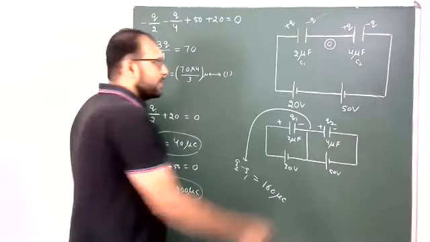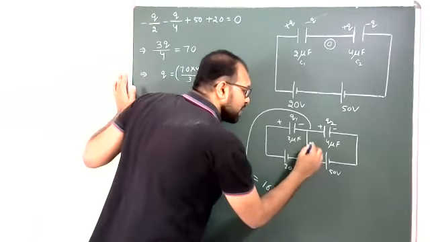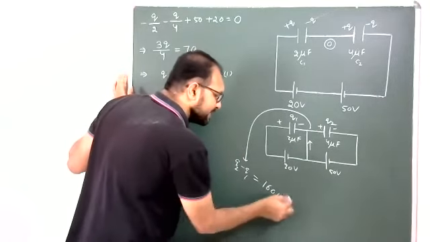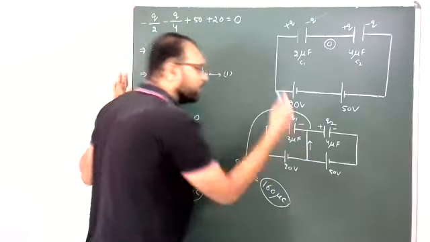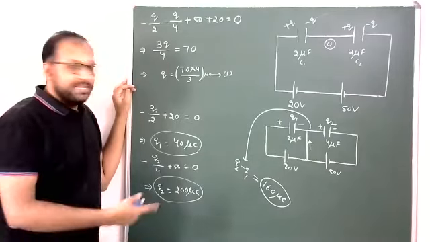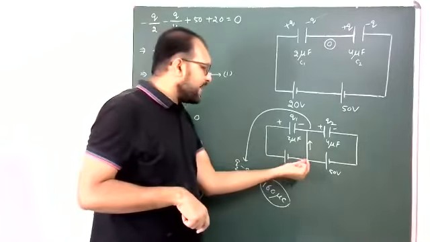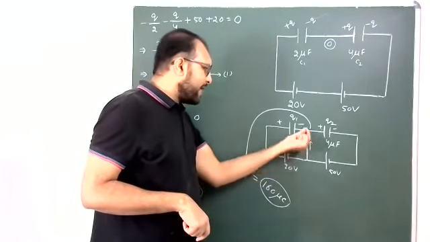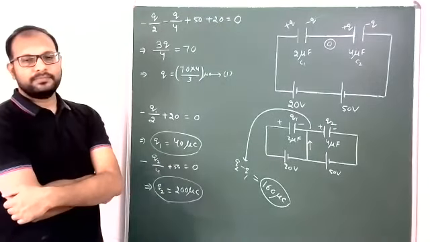That means through this connector, how much charge went in this direction? 160 microcoulombs passed through this new connection. Previously 0, now 160, meaning the charge went only in this direction. This 160 microcoulombs went in this direction. That is the first problem.